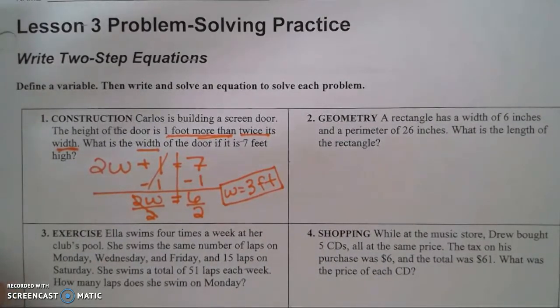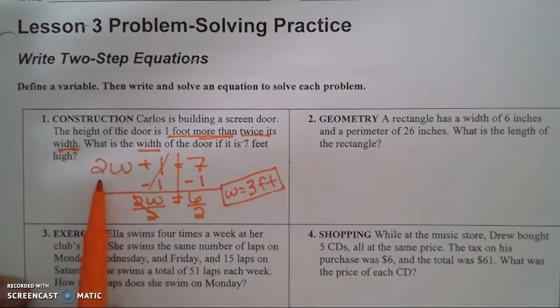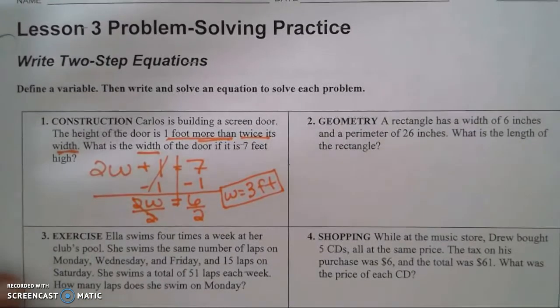And I did run out of room to check it, but let's just do it in our head real fast. So 2 times 3 is 6. 6 plus 1 is 7, so we know we did it correctly.